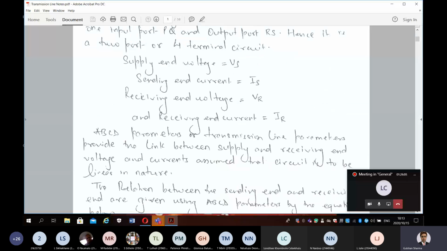Here I've written that the ABCD parameters, also known as transmission line parameters, provide the link between supply and receiving end voltages and currents. Assume that the circuit is linear in nature. Don't get confused about what we mean by linear in nature. When in future any of you decide to do your master's or PhD, then we will discuss what we mean by linear or non-linear networks.